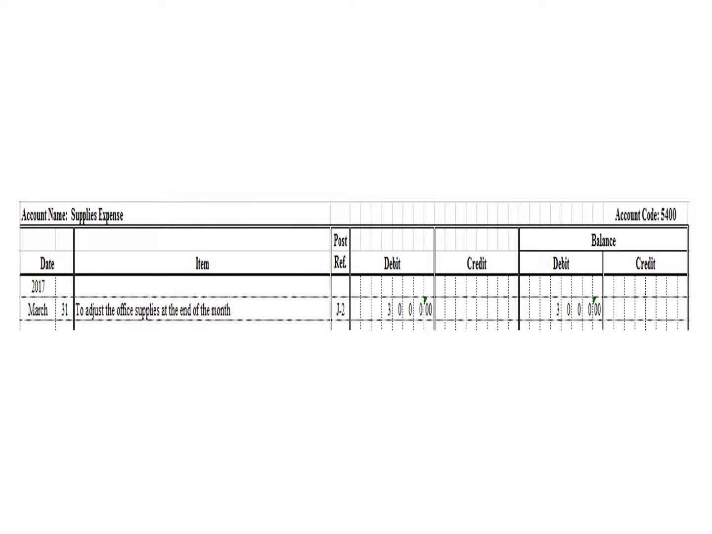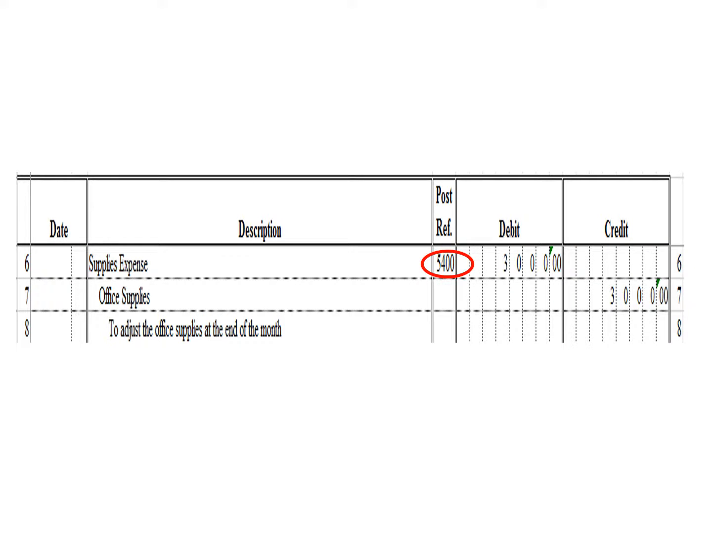In the supplies expense ledger, we write the date, March 31. We write the description, to adjust the office supplies at the end of the month. Posting reference, J2. Under the debit column, we write 3,000 pesos. In the balance section under the debit column, we write 3,000 pesos. After posting the debit entry, we write the posting reference, 5400, the account code for supplies expense.